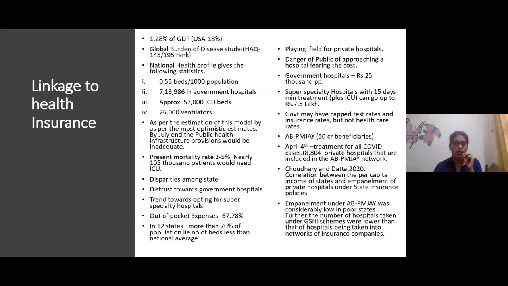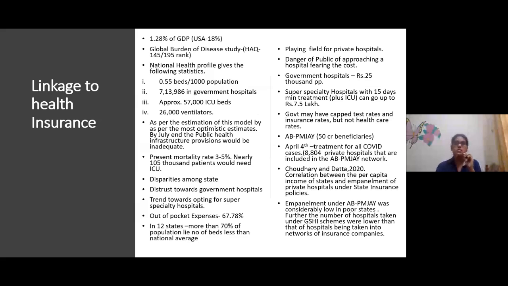So you may ask, Ayushman Bharat insurance schemes are being provided. Yes, they are being provided to more than 54 crore beneficiaries, and as of April 4th, the treatment for all COVID cases can also be availed under Ayushman Bharat insurance. But there was a study in 2020, in January and February, by Chaudhary and Datta. They said that the correlation between per capita income of states and empanelment of private hospitals under public insurance policies is in fact high.